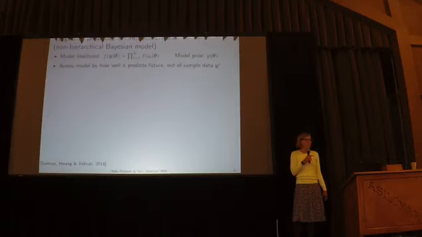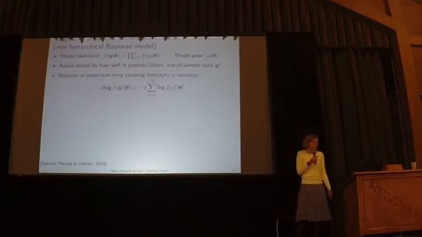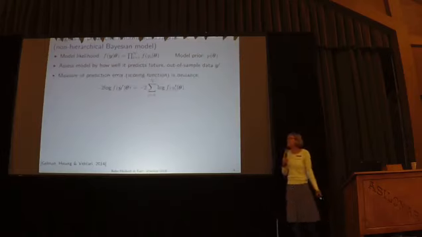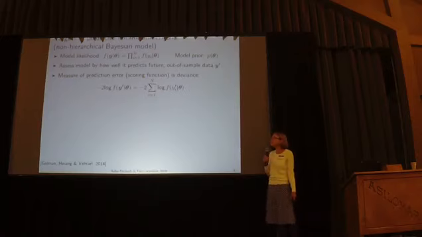So the goal is to assess how well this model predicts future or out-of-sample data, kind of validation data that we haven't seen yet. And if we had this out-of-sample data, how would we evaluate the prediction error of our model? Well, a very popular way of doing that is through the deviance. So that's minus twice the log of the likelihood evaluated at the out-of-sample data.